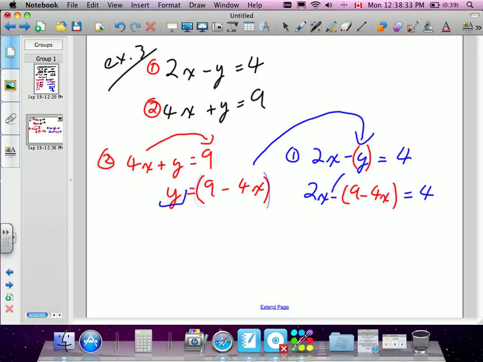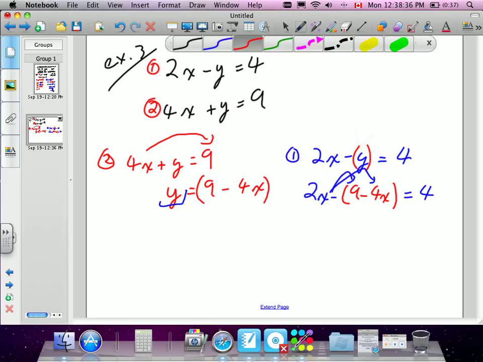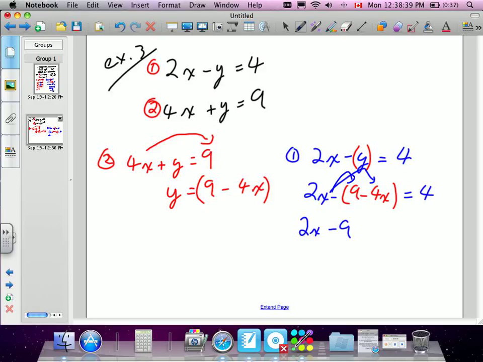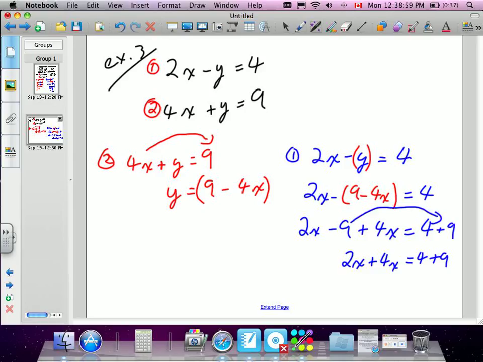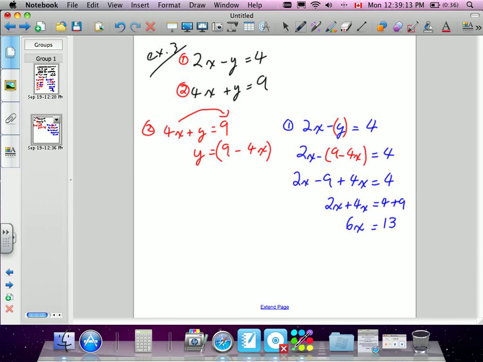Once I've done that, I'm going to have to simplify. Again, I'm going to have to distribute my negative sign. So I'll have 2x minus 9 plus 4x. When I distribute the negative, it switches the signs of the numbers inside. I'm going to collect like terms. So I'm going to move the 9 to the other side. So I have 2x plus 4x is equal to 4 plus 9. When I move the 9 to the other side, it became positive 9. I collect my like terms. 2x plus 4x is 6x. 4 plus 9, 13.